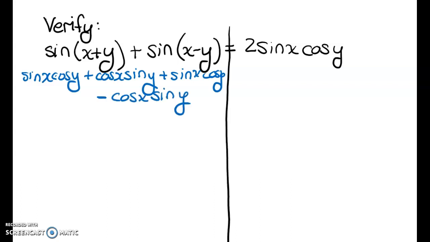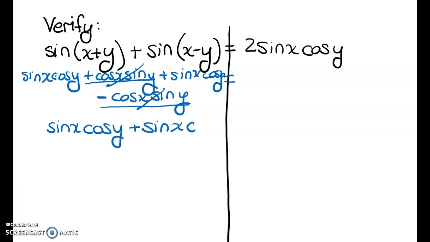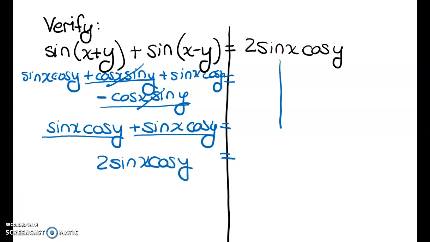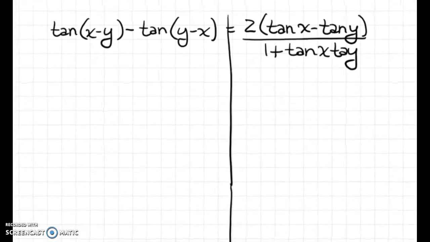All right, so these two are going to reduce out, and I am left with the sine of x cosine of y plus the sine of x cosine of y. Well, they're the same thing, so I have 2 sine of x cosine of y. And that is exactly what they wanted us to prove. So just by plugging the information into your sum and difference identities, this verification was fairly easy. So let's go ahead and verify this now.